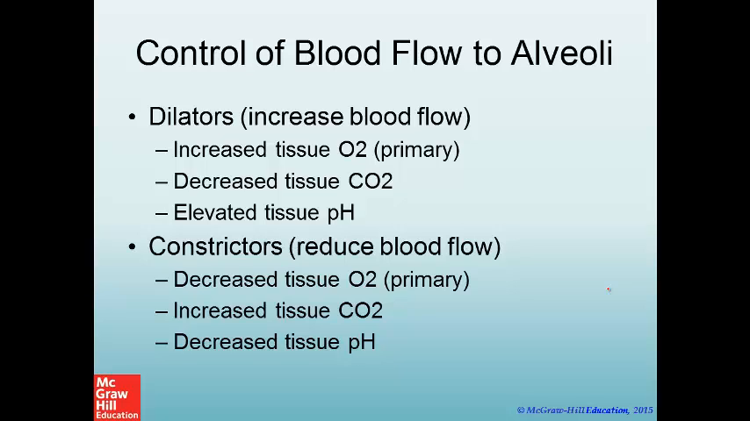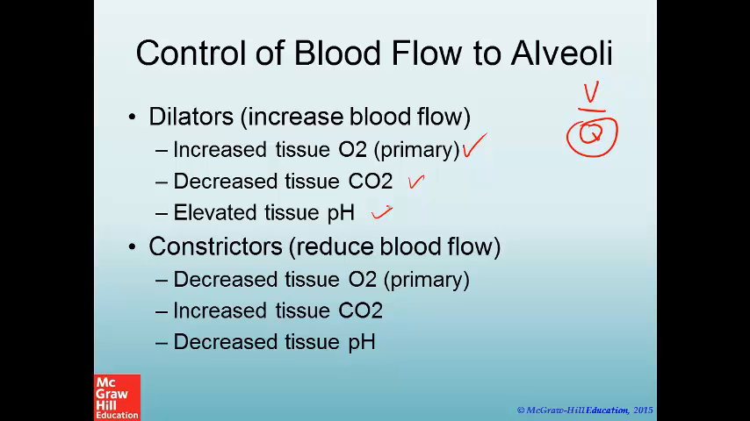Now, control of blood flow to the alveoli. So before we were talking about airflow, now we're going to be talking about the denominator here. Matching blood flow. So dilators, things that will increase blood flow. If you have an increased tissue or interstitial fluid oxygen level, that'll increase blood flow to that area in order to be able to pick up more oxygen. That means that area is well ventilated. A decreased CO2 or elevated pH are going to be weaker stimuli for that.